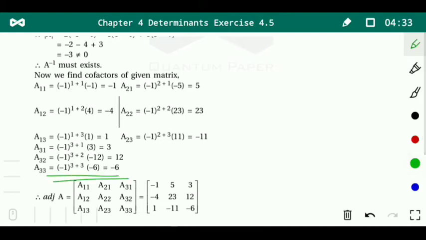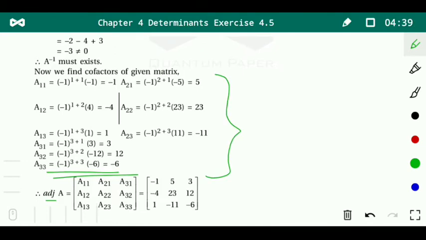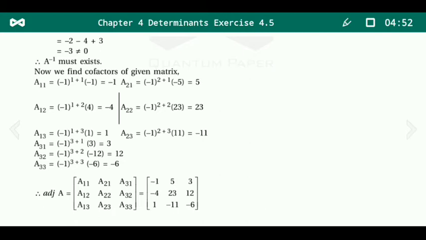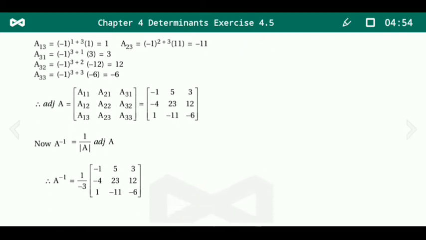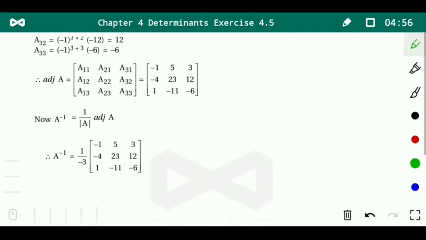So A33 is minus 6. Now we have to put the values of capital A11 to capital A33 in the adjoint of A. Speaking row-wise, it gives minus 1 5 3, minus 4 23 12, 1 minus 11 minus 6. Now we have to use the formula of A inverse. The formula of A inverse is given by 1 upon determinant of A into adjoint of A.